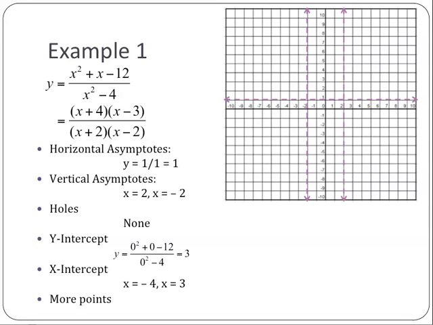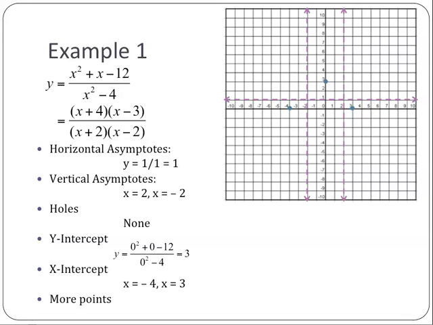Now there are no holes. We have a y-intercept at 3. I'm going to draw that in. So on the y-axis at 3, there's a point. And then x-intercepts at 3 and at negative 4. So on the x-axis, I'm going to draw a point at 3 and at negative 4.